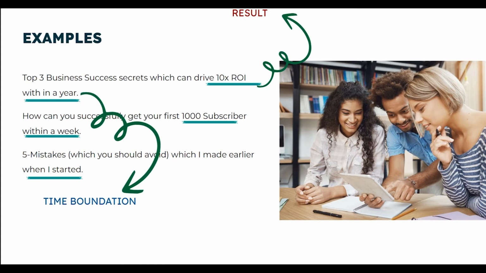Here you can see every lead magnet title or headline is result oriented and time bounded. Like in the first one, the 10x ROI brings the result in front, and within a year explains the time it can take. Similarly, for the next example, the 1,000 subscribers is also the result they can expect, and within a week represents the time they're going to put in. The main thing is your lead magnet should provide the value which your headline describes. So these are some examples which, if you are in this industry, you can use as similar.